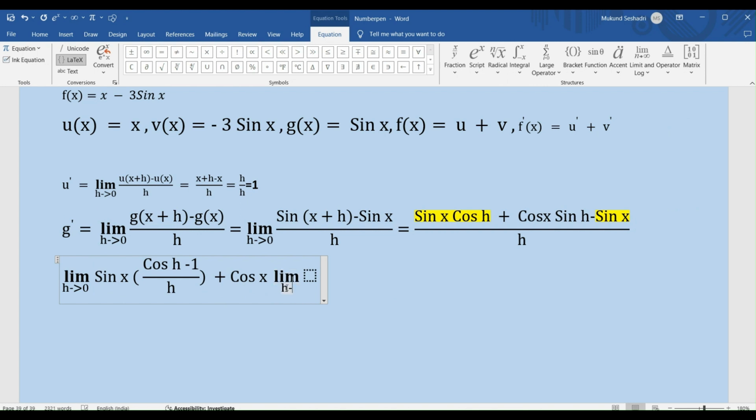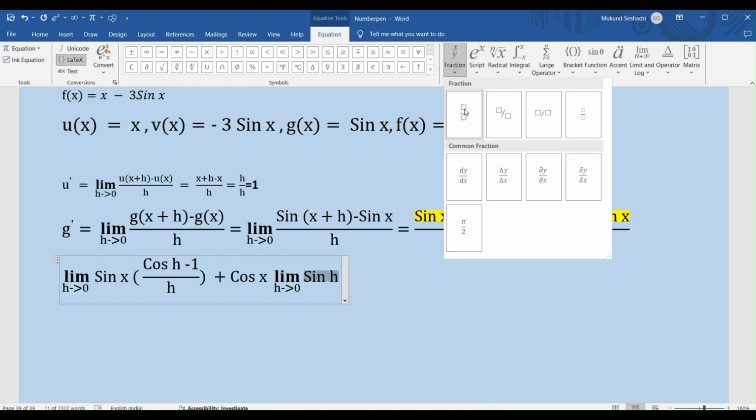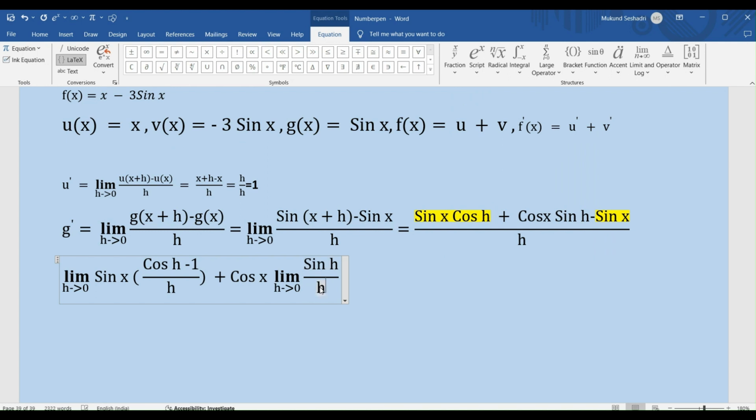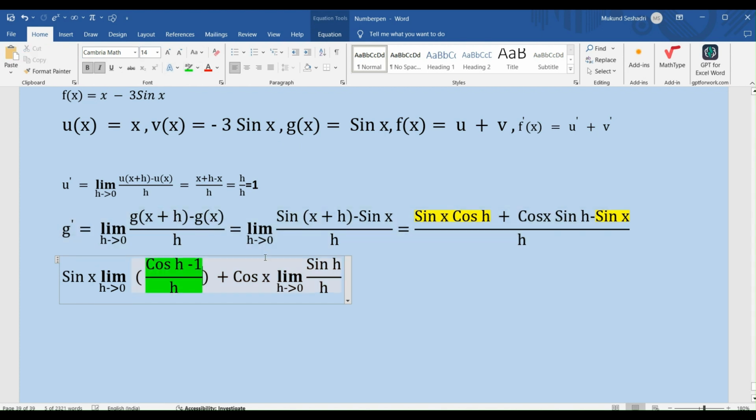And my h tending to 0 sine h by h, right? And we know what this is. What is my limit h tending to 0 sine h by h? It is nothing but 1. And similarly, I can also pull out my sine x here, which is independent of h, and I can bring it outside the limits. So I'm left to solve for this part of the whole expression, right? And let's move to the next line.